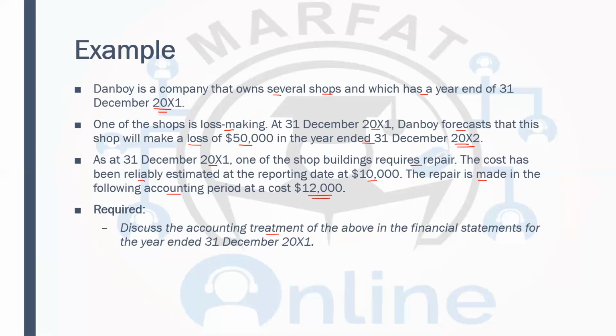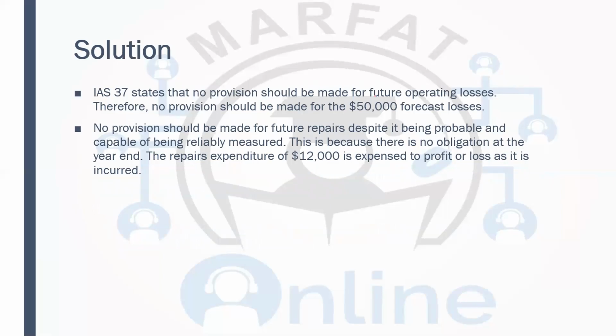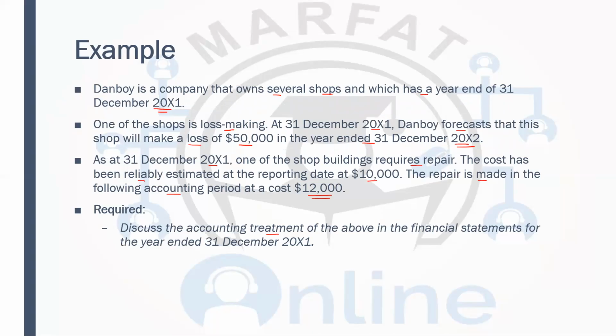Now they have the shops. They think one of the shops will be making a loss of 50,000 in the next year, and then there is a building which requires repairs, and the estimated cost is 10,000. IAS 37 states that no provision should be made for future operating losses. Therefore, no provision should be recognized because I told you that there is no present obligation. No provision should be made for the future repairs despite it being probable and capable of being reliably measured. This is because there is no obligation at the year end. The repair expenditure of 12,000 is expensed to the profit or loss as it is incurred. So this is something you need to remember, that there will be no provision for the future operating losses. There will be no provision for the future repairs.